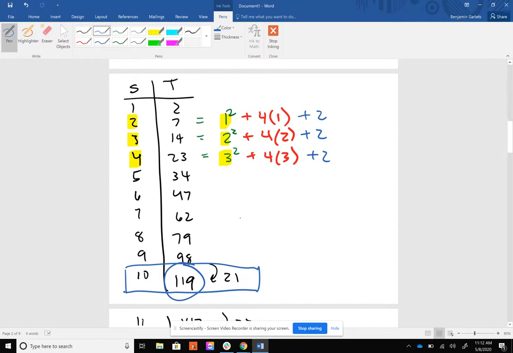So T, the number of tiles, is going to equal the step number minus 1 squared plus, and then you'll notice that number shows up here again, but it's being multiplied by 4. So 4 times s minus 1, plus 2. So now I have a relationship between the number of tiles and the step number. So I can evaluate this and simplify it.